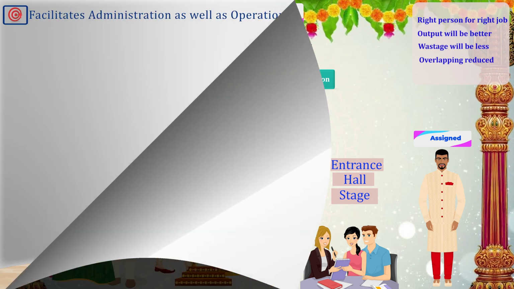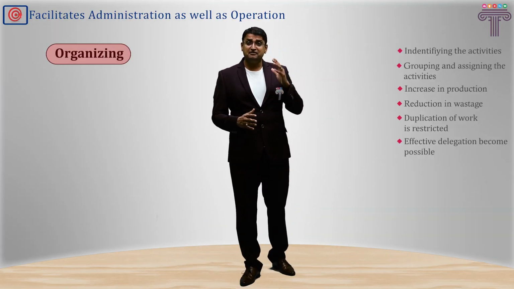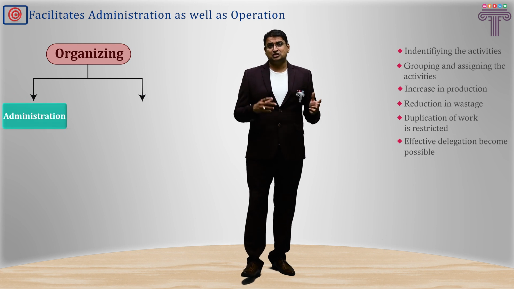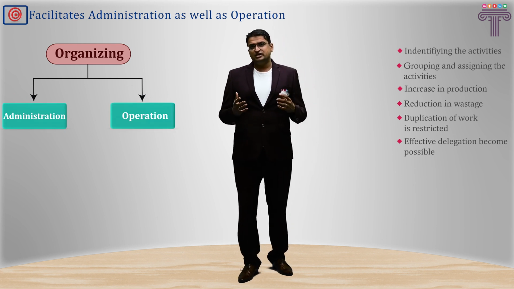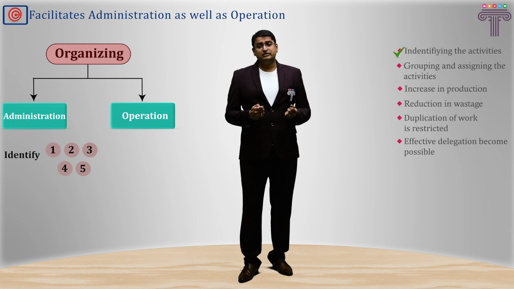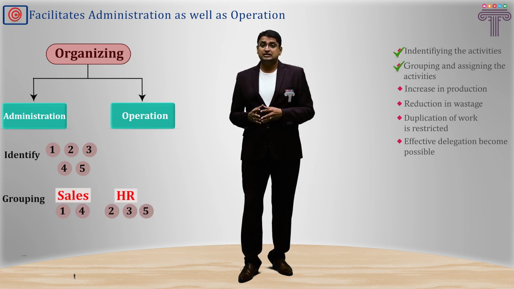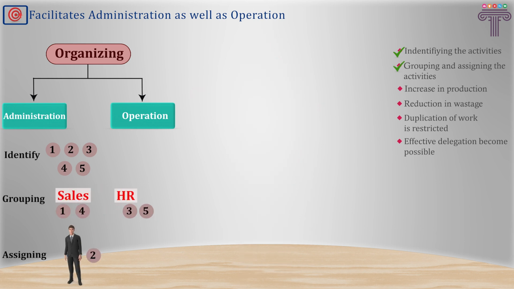So in a nutshell summary, yes, organizing facilitates administration and operation. Well, administrative activities are basically identifying the activities, grouping the activities and assigning the activities. On the contrary, operational activities are the activities which are performed as per the assigned task, or on-ground performance of the task. Now, organizing does what? The organizing process helps in identifying the activities, and then their grouping and allocation or assignment of the activities to the right group or right person helps us what?